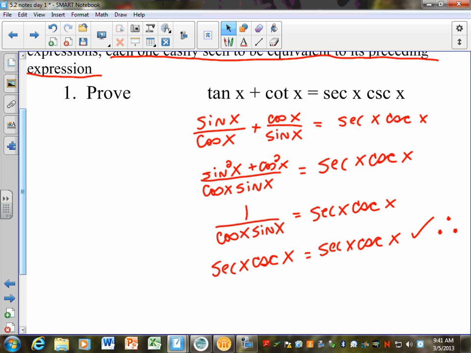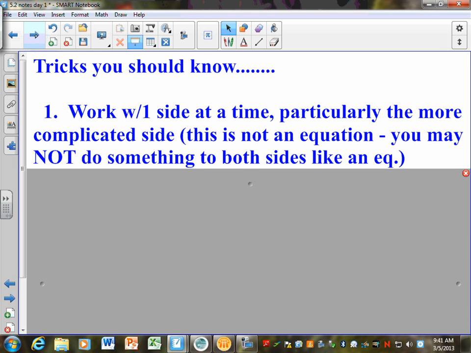The hard part is getting started, and so that's why I have a bunch of tips for you. And so I definitely recommend writing these down. These are not tips that are in your book. These are just tips that I feel are good tips. So when you get stuck, these are the tips that you should be looking at.